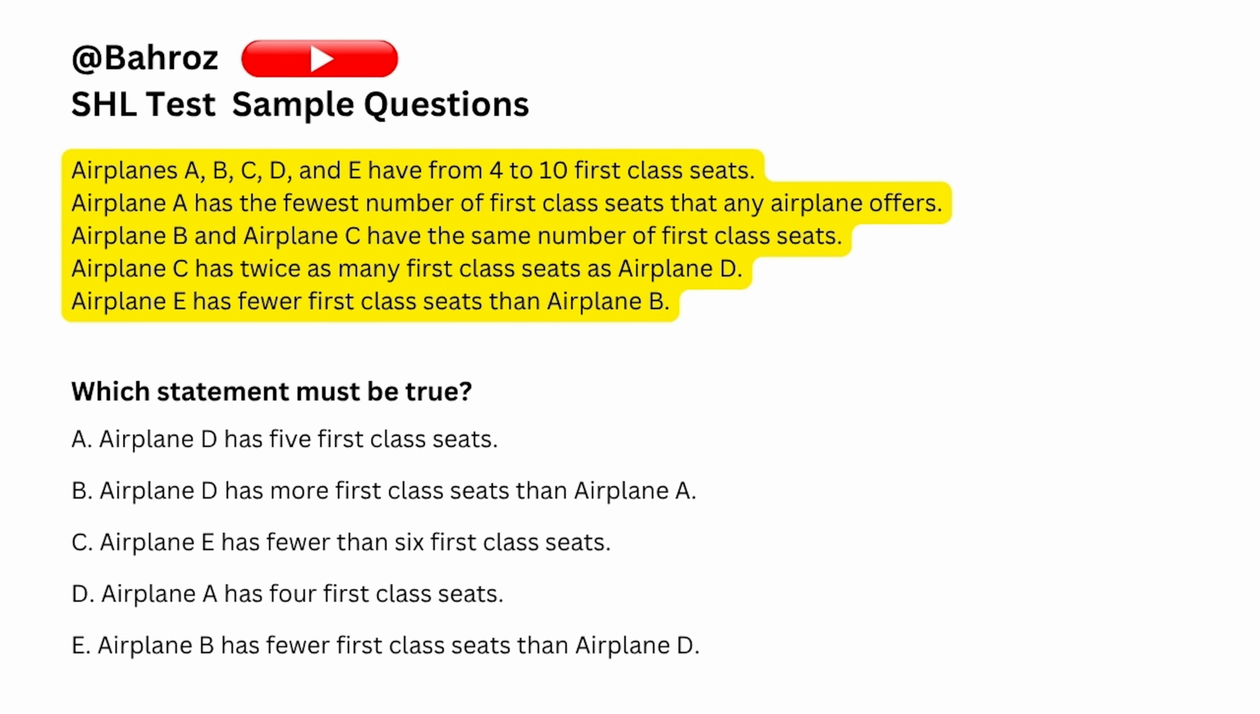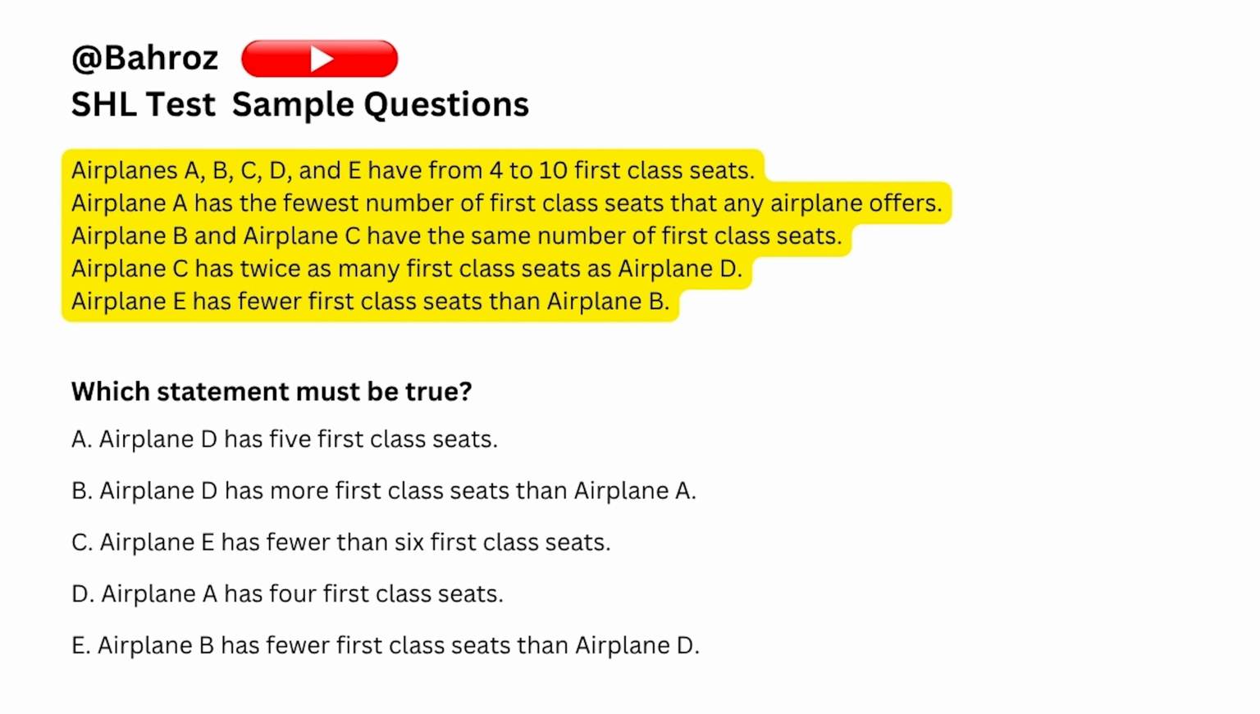Here we have a first class seats puzzle. You can pause the video and take a few seconds to read the text. So we know airplane A has the fewest first class seats. B and C have the same number. C has twice as many seats as D. E has fewer seats than B. We're asked which statement must be true.